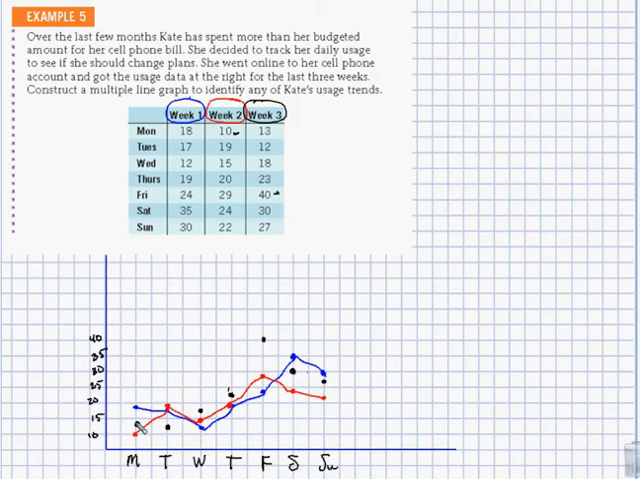Okay, I guess it's not spent. This is minutes. So these are her minutes. If you look at this, you can see that there's a pattern here. She doesn't talk much at the beginning of the week, and then she talks a whole lot Friday, Saturday, and Sunday.